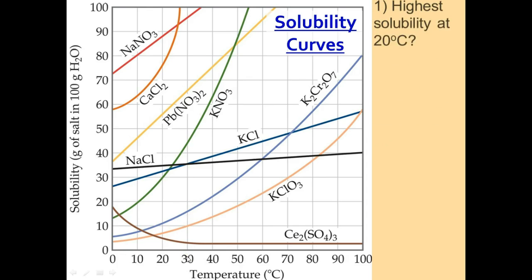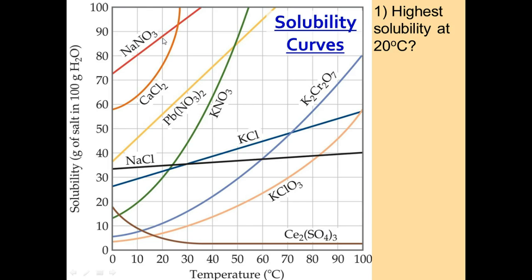So here are some questions. Which one has the highest solubility at 20 degrees Celsius? We would first go on the x-axis, temperature, and find 20 degrees Celsius, which is right here, and then find which one's the highest. If we go up and see which one dissolves the most grams at 20 degrees Celsius, it would be NaNO3, so right here.